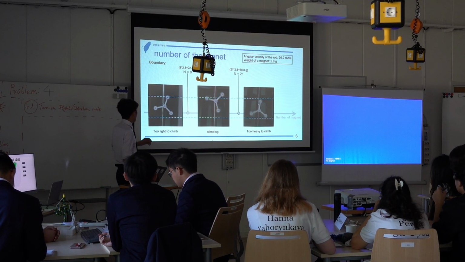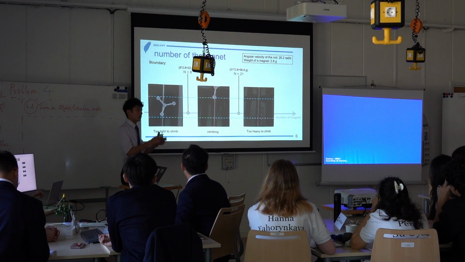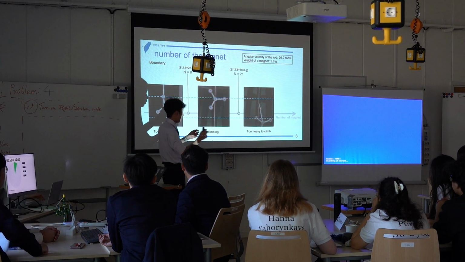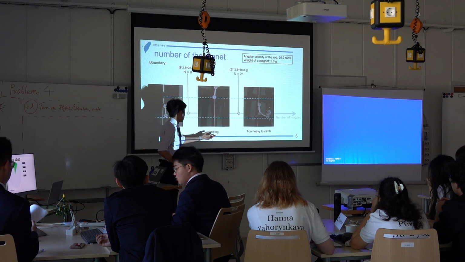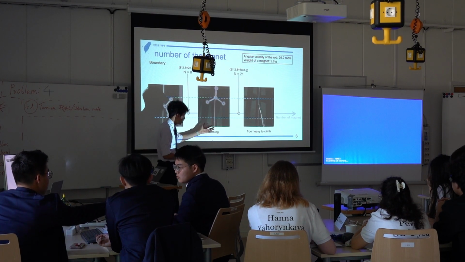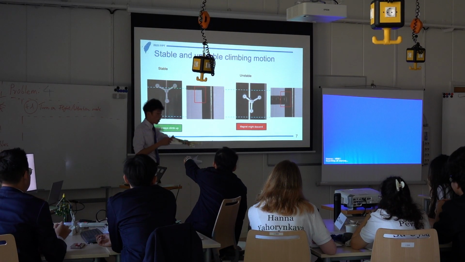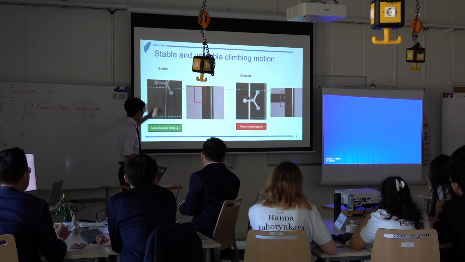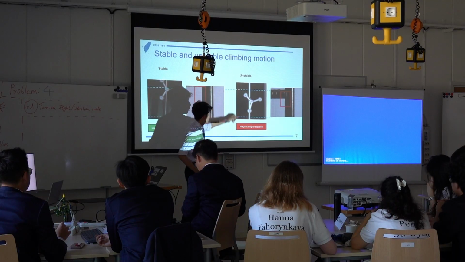And also, if the number of magnets is too small, it becomes too weak to climb, and if the number of magnets is too large, it becomes too heavy to climb, and so it will fall down. Only when it's stable can you see the magnet climbing up. And also, in the climbing region, you have a stable part and an unstable part. For the stable part, the magnet will always climb up. However, in the unstable part, the magnet sometimes might descend.